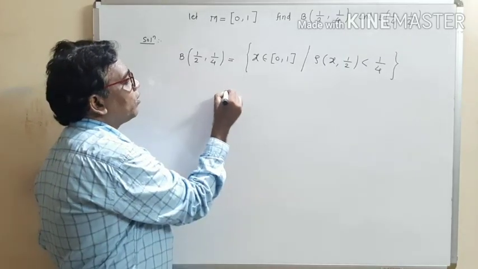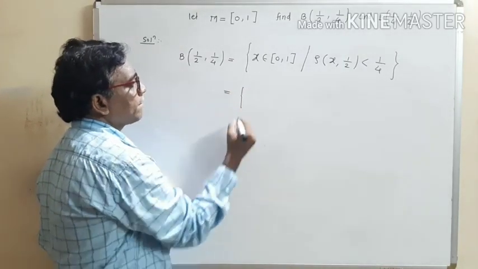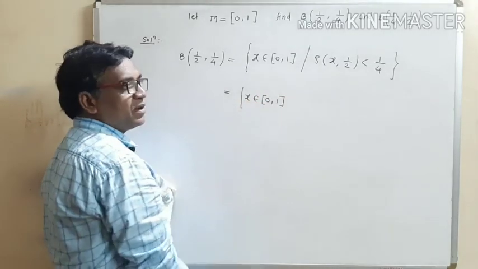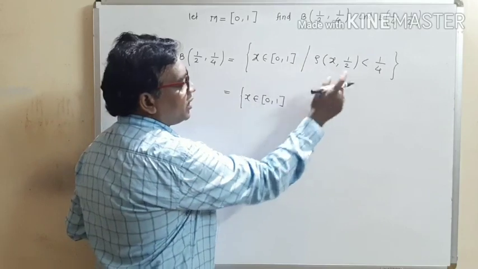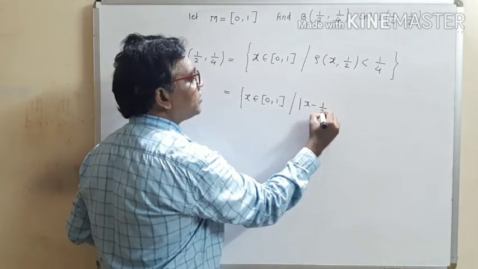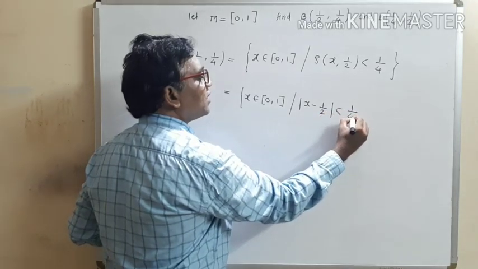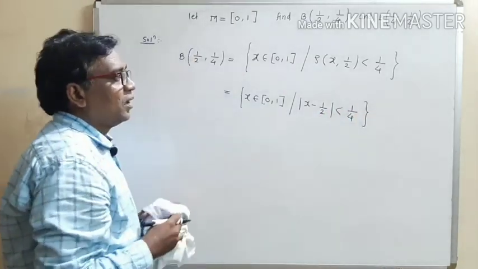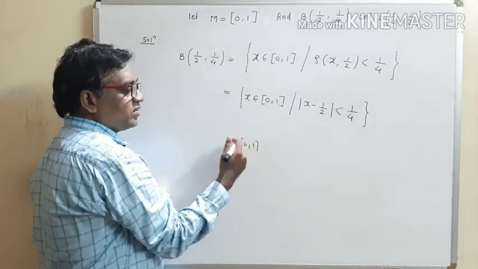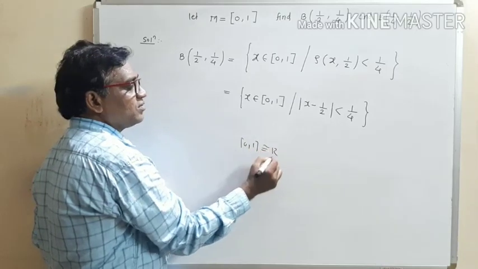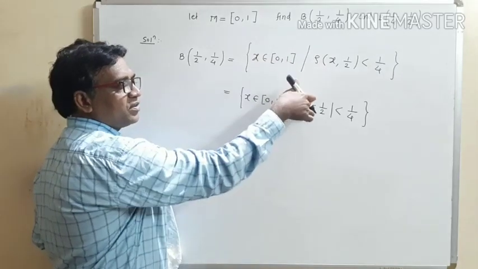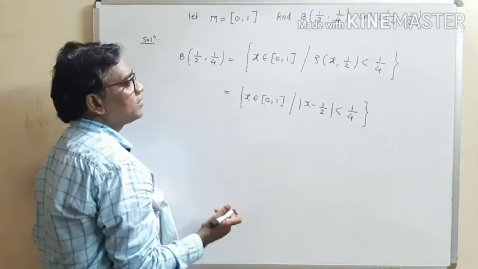So find out this open ball. This is equal to the set of all x in closed interval [0, 1] such that the distance between x and 1/2, which is modulus of x minus 1/2, is less than 1/4. This is our metric on [0, 1]. The metric on the closed interval [0, 1] is equivalent to that on the real line, so just use the metric for the real line. It is the modulus of x minus y. So this is the metric for R1.